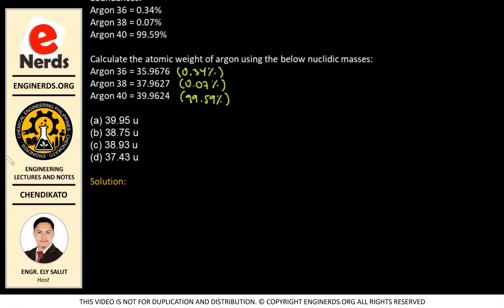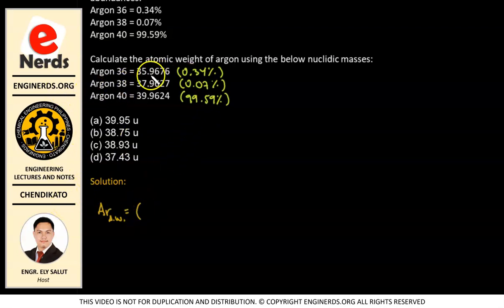Okay, but for now we're going to solve this problem, and we're going to start by writing our required, which is the atomic weight of argon. So our element is argon, and we need to find its atomic weight. The first thing that we are going to do is to multiply the nucleic mass of each argon to its percent abundance, and we're going to sum all of that. So let us start with argon 36.